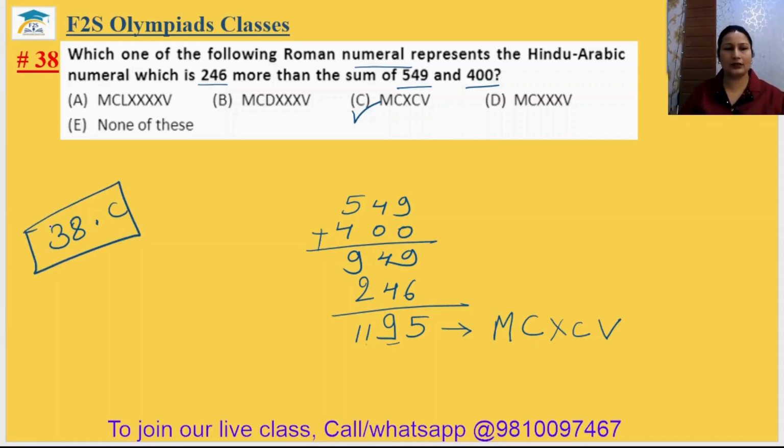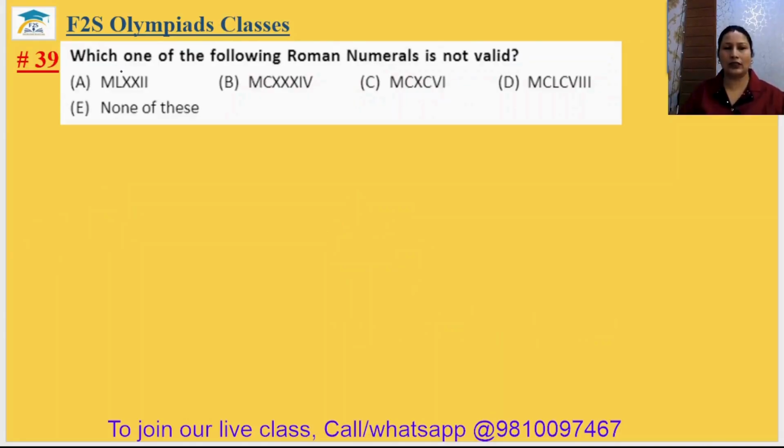38, C. Question number 39. Which one of the following Roman numerals is not valid? So MLXXII. M stands for 1000. I am writing the value of A. M stands for 1000. LXX stands for 70 and II stands for 2. So it will be 1072.